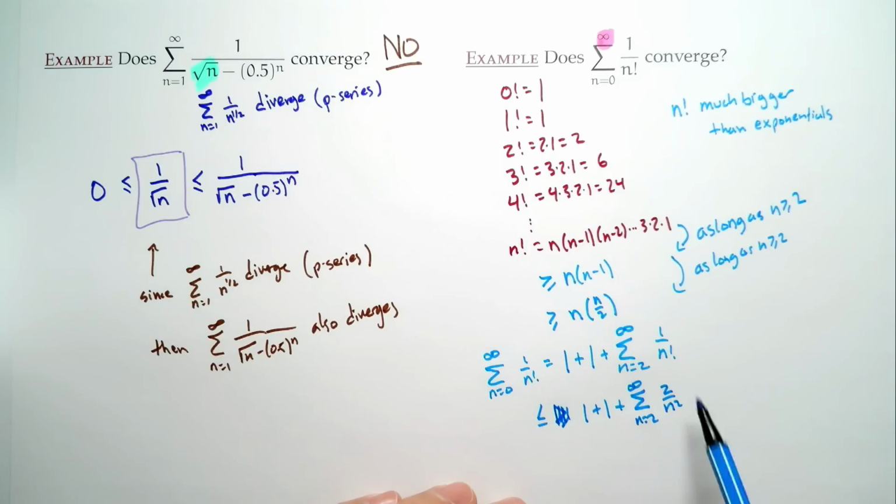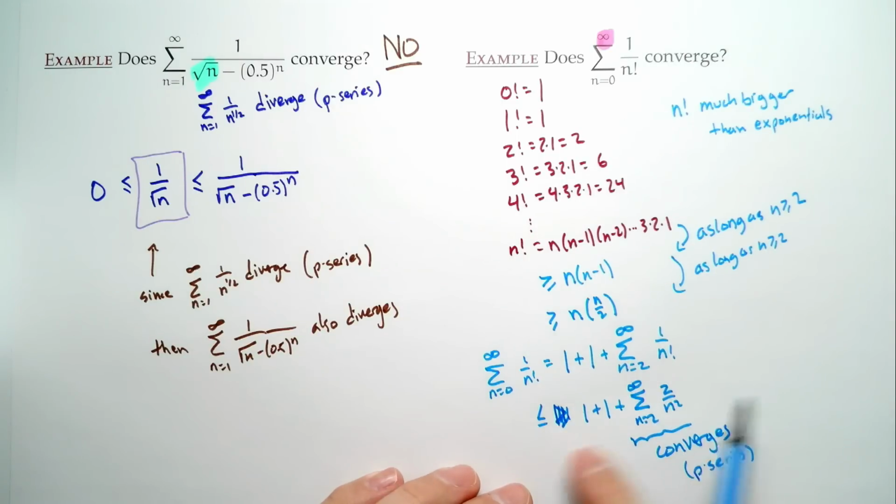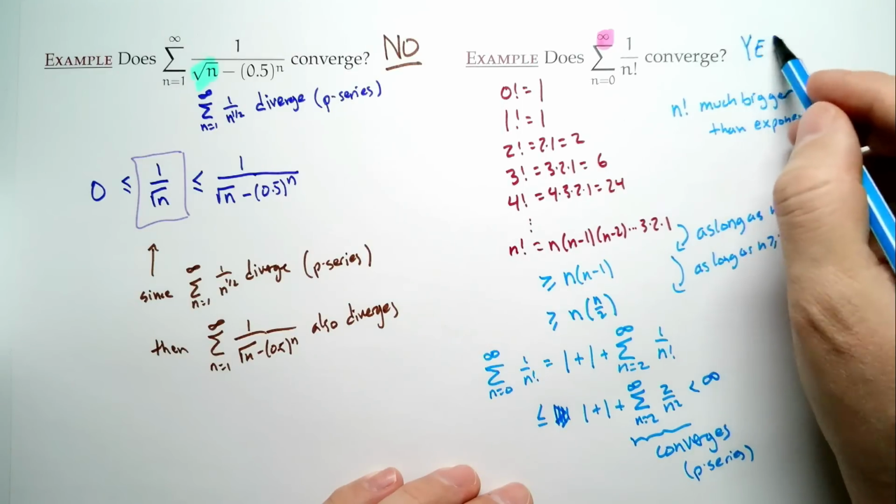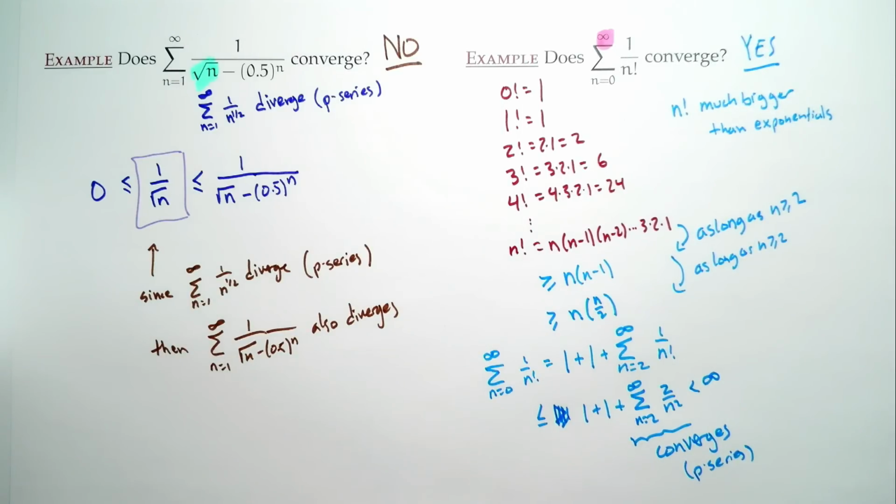Now, does this converge? The answer is it converges. And why? Because it's a p-series. Now, the 2 doesn't matter, so it comes out. So this sum is definitely finite. It's going to be something small. So does it converge? The answer is yes. All right, good.